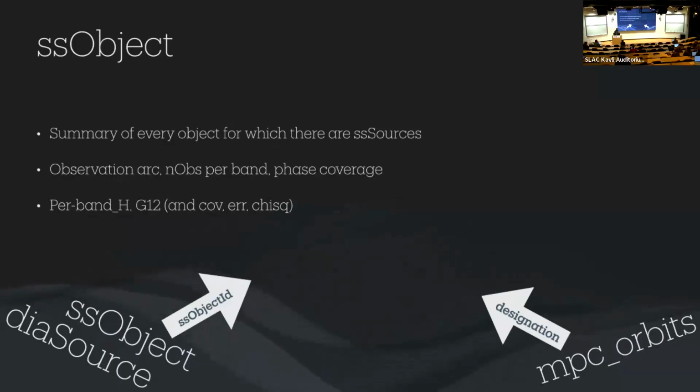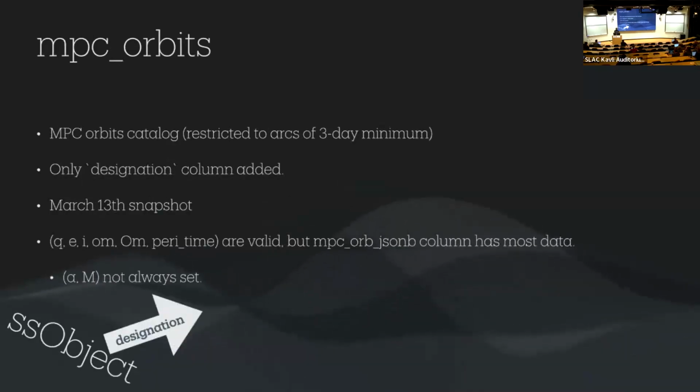As previously described, the SS object table is a summary of each object detected by Rubin, each object for which there are SS sources. We've got observation arcs, number of observations per band, phase coverage, per band absolute magnitudes and phase slopes, and all of the downstream information of that. It can be joined to both the DiaSource and the SS source table with SS object ID. It can be joined to the orbital information with the designation column, which is the MPC unpacked designation.